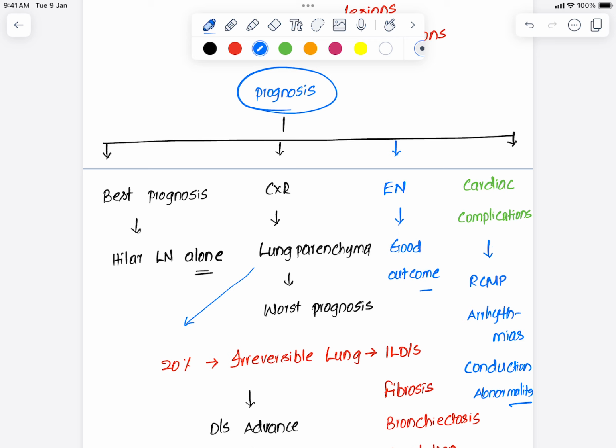And this hilar lymphadenopathy can cause the impingement or compression of the trachea causing stridor, impingement on recurrent laryngeal nerve causing hoarseness of voice, then impingement on the thoracic duct causing chylous ascites. Skin involvement will be in the form of the lupus pernio, that is a rash over the face, and it is painless, and it is like butterfly rash.